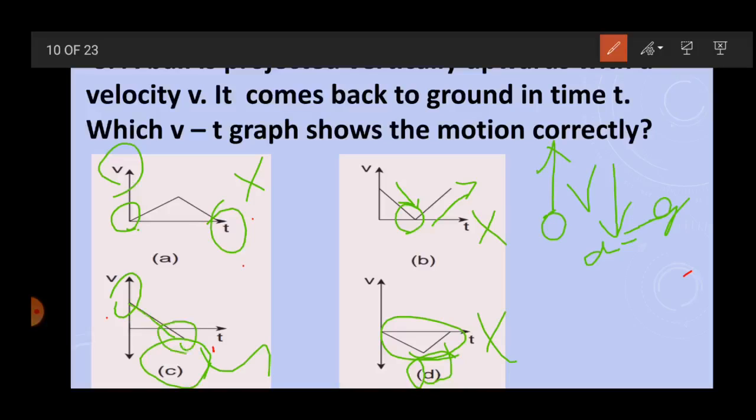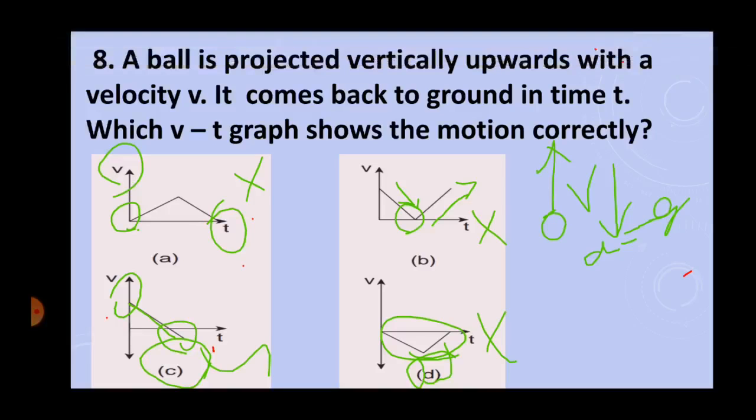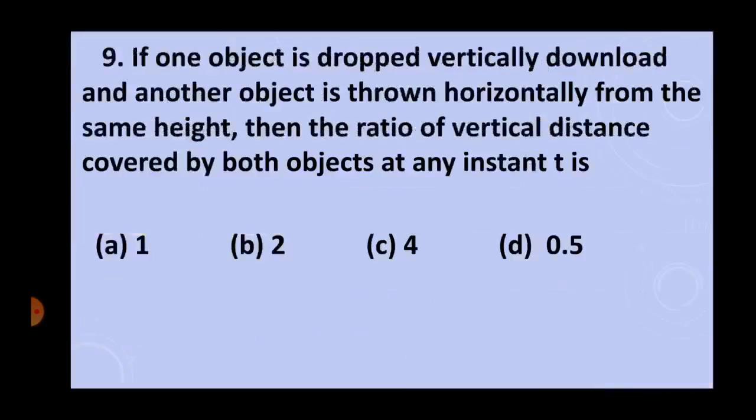So the velocity time graph is acceleration. So this is a correct answer. Okay, then another problem: if one object is dropped vertically downward and another object is thrown horizontally from the same height, then what is the ratio of vertical distance covered by both objects at any instant of time t?